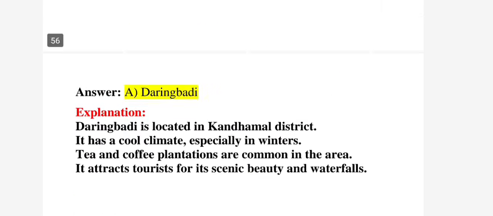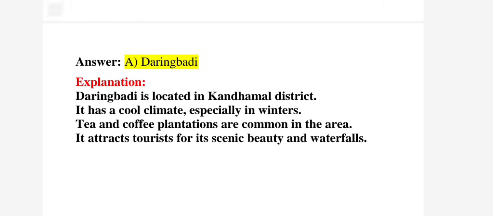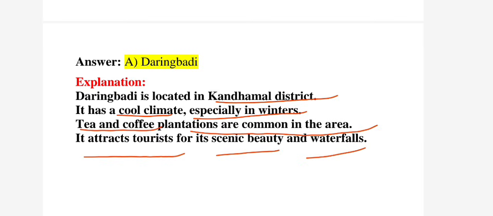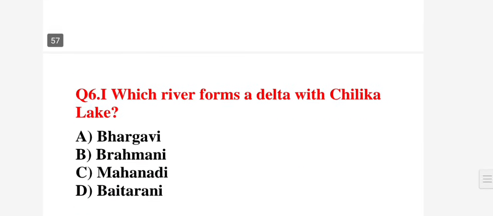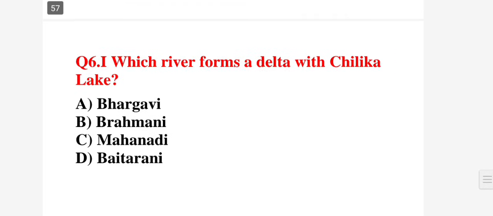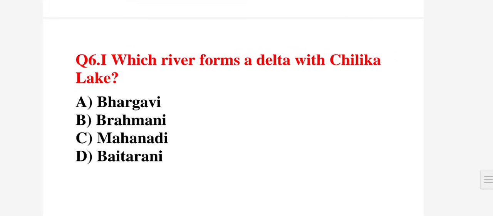If we'll talk about Daringibadi, Daringibadi is located in the Kandhamal district and it has a cool climate, especially in winters. And tea and coffee plantation are common in these areas, and it attracts tourists for its scenic beauty and waterfalls. So let us move to the next question. Question number 6. Which river forms a delta with Chilika Lake?